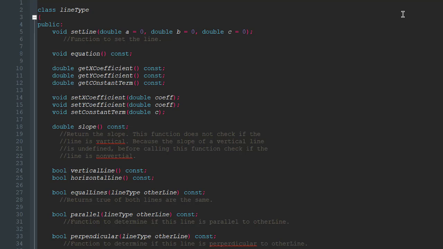Design the class lineType to store a line. To store a line, you need to store the values of a, the coefficient of x, b, the coefficient of y, and c. Your class must contain the following operations. A. If a line is non-vertical, then determine its slope. B. Determine if two lines are equal. C. Determine if two lines are parallel. D. Determine if two lines are perpendicular. And E. If two lines are not parallel, find the point of intersection.